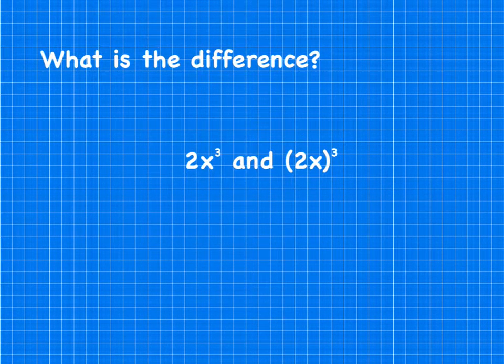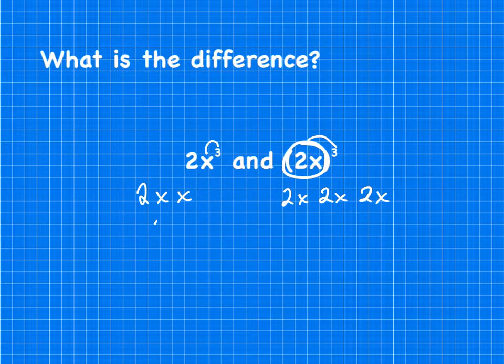So, one of the things we talked about before everybody got started on their investigation was the difference between 2x to the third and quantity 2x to the third. So in 2x to the third, the x is the only thing being put to that third power. This is 2 times x times x times x. Whereas in the quantity 2x to the third, this entire thing, because it's in parentheses, is being put to the third. So this is 2x times 2x times 2x.